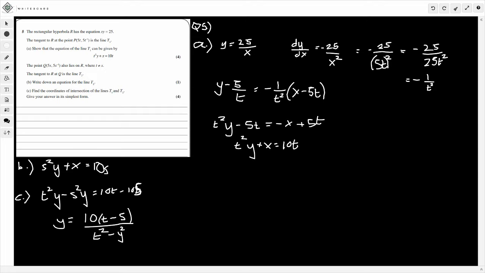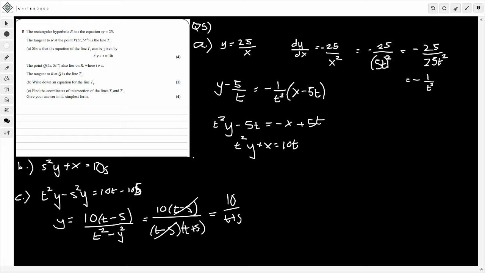We're nearly done. What we need, though, is for it to be in its simplest form. So we're going to factor here. If you notice, this is the difference of two squares, so this is t squared minus s squared. So that's going to give me 10 lots of t minus s, divided by t minus s times t plus s. Notice we can cancel that with that to give us 10 over t plus s. And that's that part done. So we've got the y coordinate now. All we need now is the x coordinate, and the x coordinate's a bit easier.